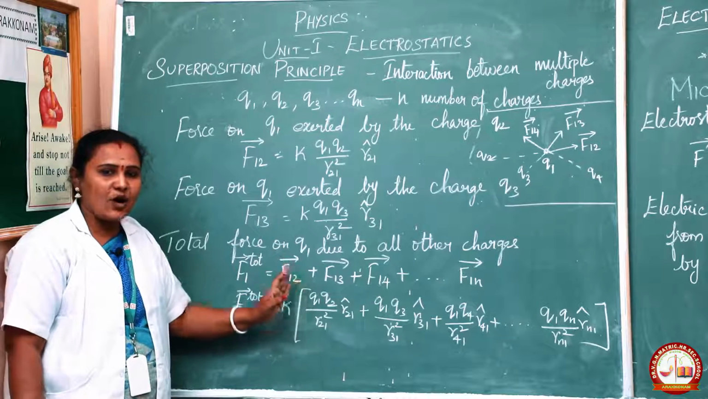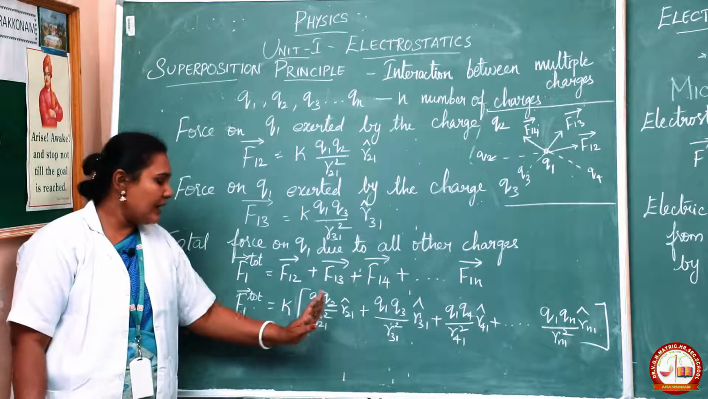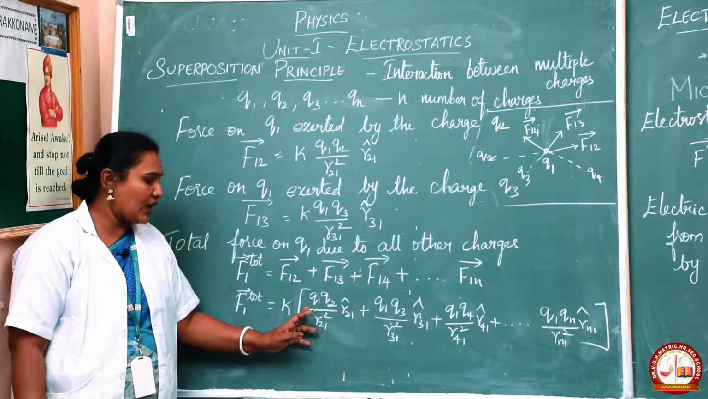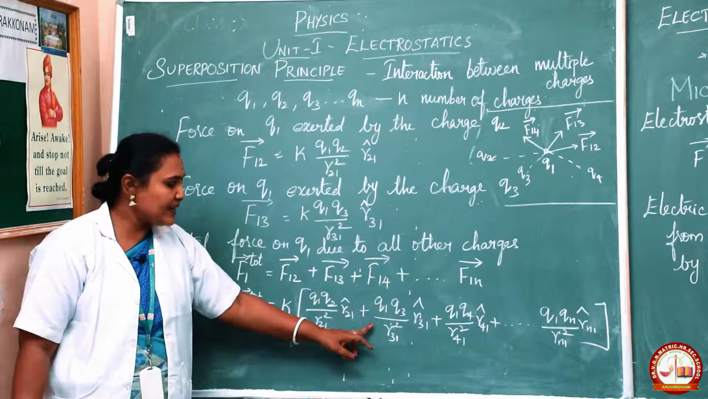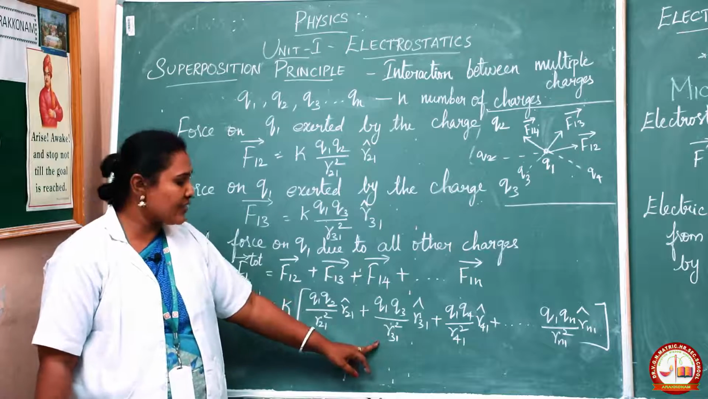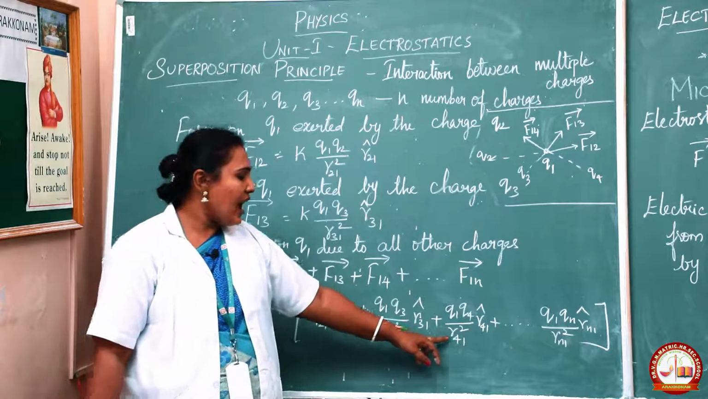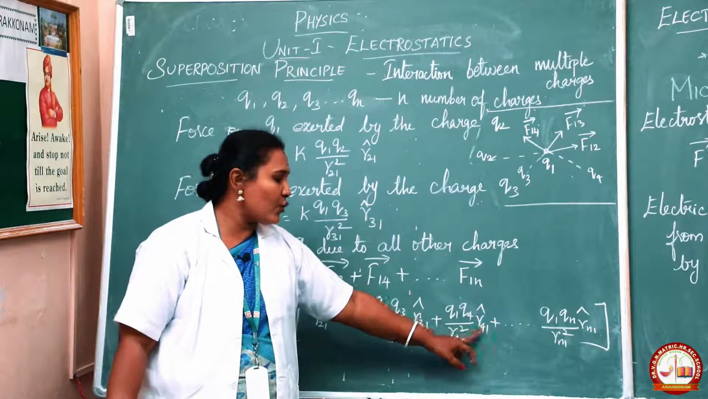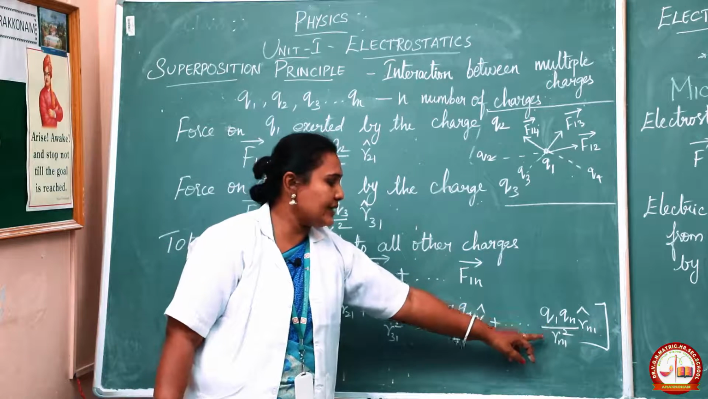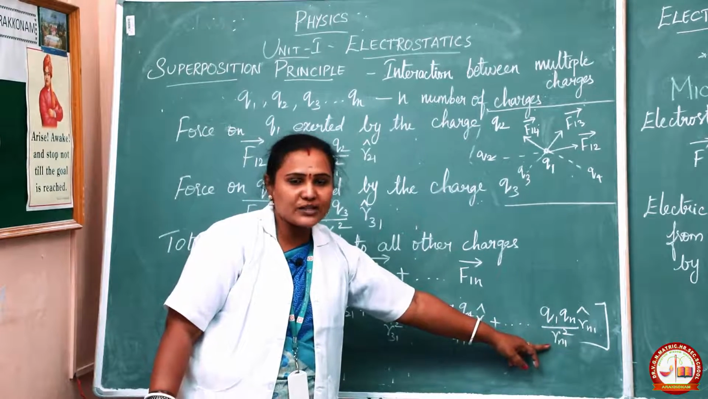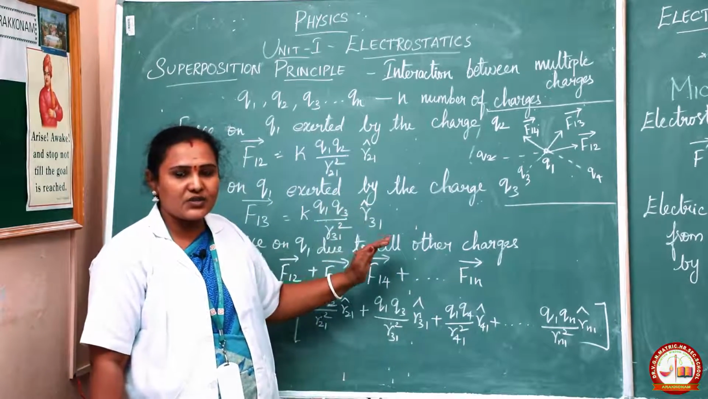We can take that constant value outside, which is common to all the terms, and now the remaining terms are Q1 Q2 divided by R21 square R21 cap plus Q1 Q3 divided by R31 square R31 cap plus Q1 Q4 divided by R41 square R41 cap plus etc. up to Q1 Qn divided by Rn1 square Rn1 cap. And that is about the superposition principle.